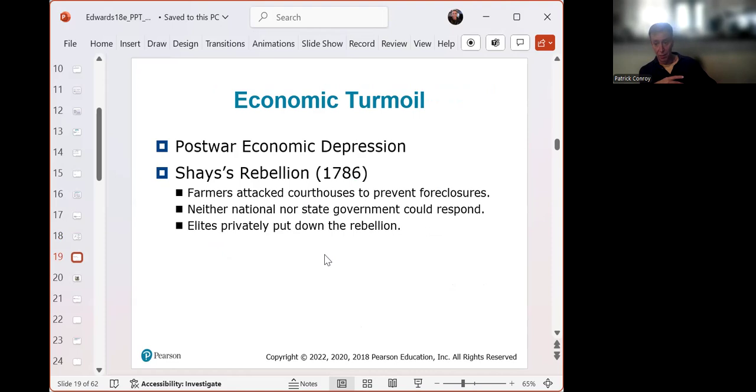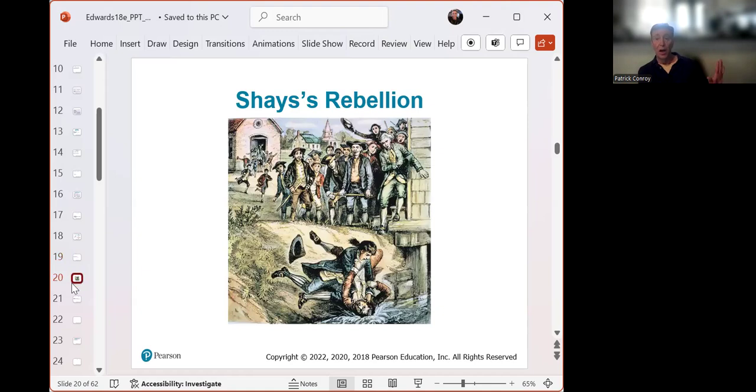Banks were foreclosing. There was a rebellion in 1786 where the farmers attacked the courthouses to prevent foreclosures. So this upset the bankers because they wanted to get paid. And when this happened, no level of government could respond. The bankers and the elite hired private armies to put down the rebellion. This is good for nobody. This is kind of what they mean by failed state. Oh, and this is a lovely picture. You see people were going crazy.